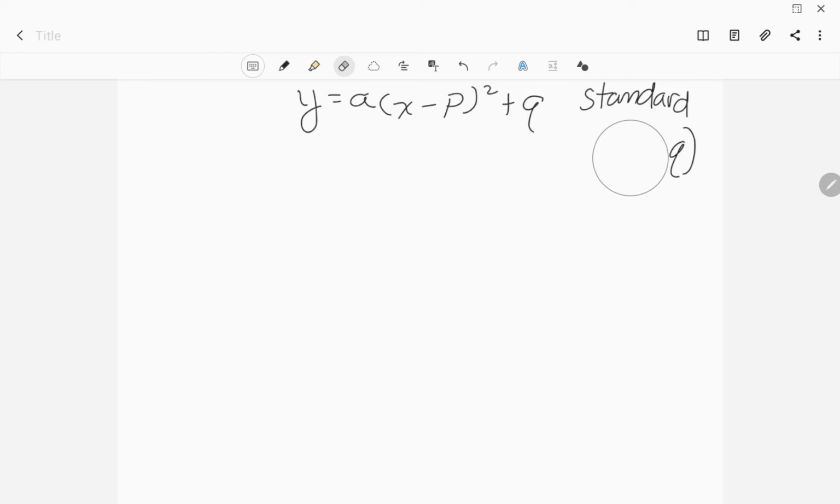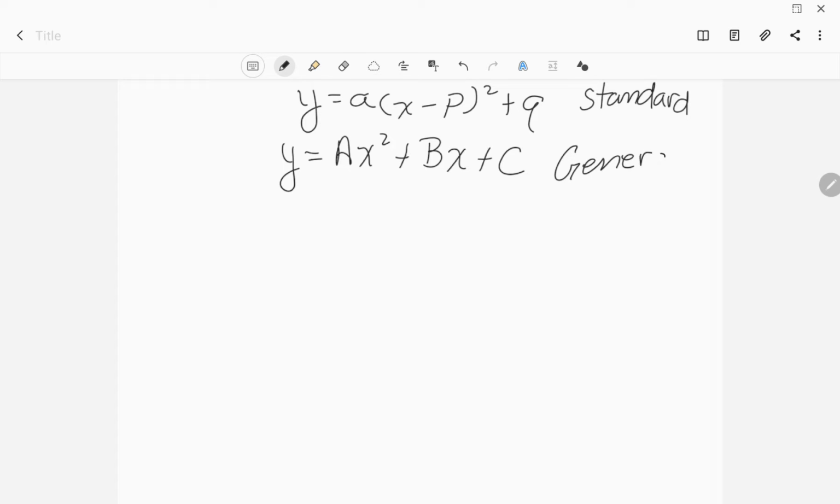However, many times in math, they don't give you things in standard form. They actually give you an equation in general form. And an equation in general form would look like this. So that would be something like y is equal to 3x squared plus 4x minus 7 or something. This is in general form.